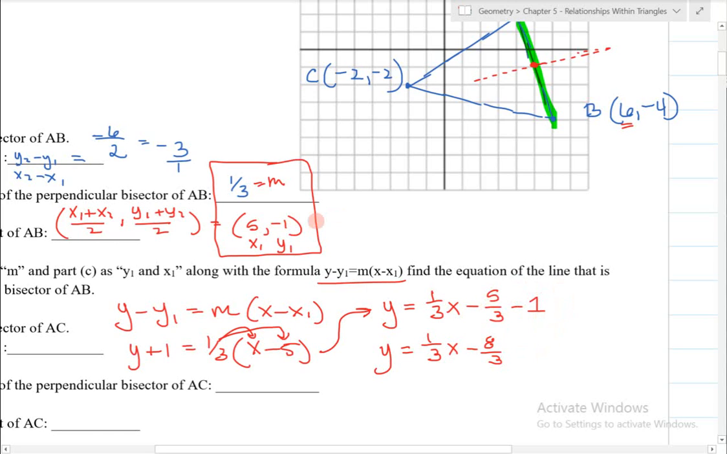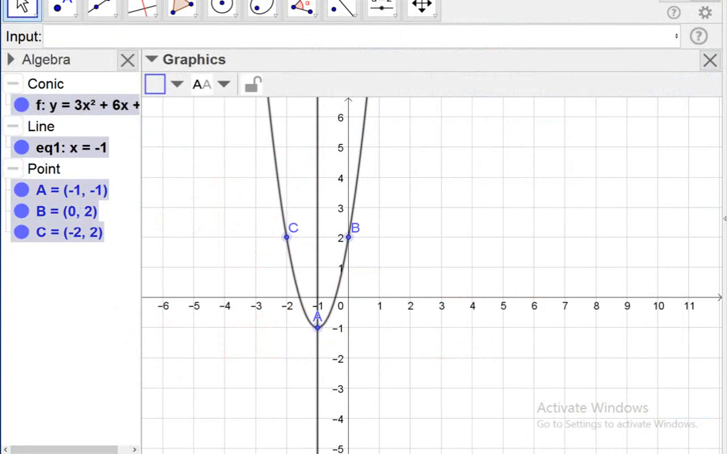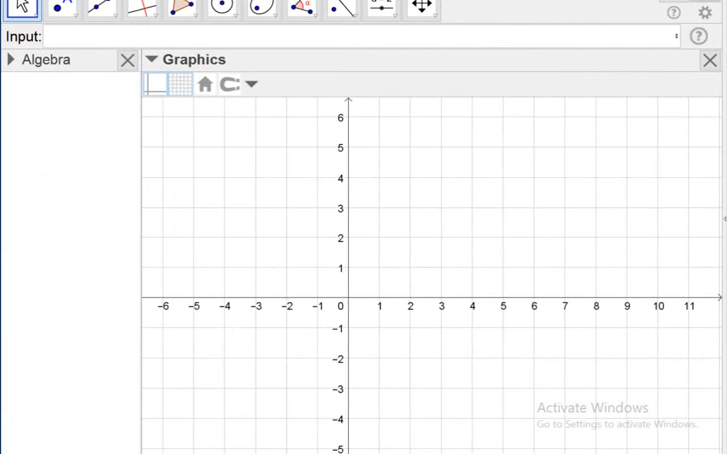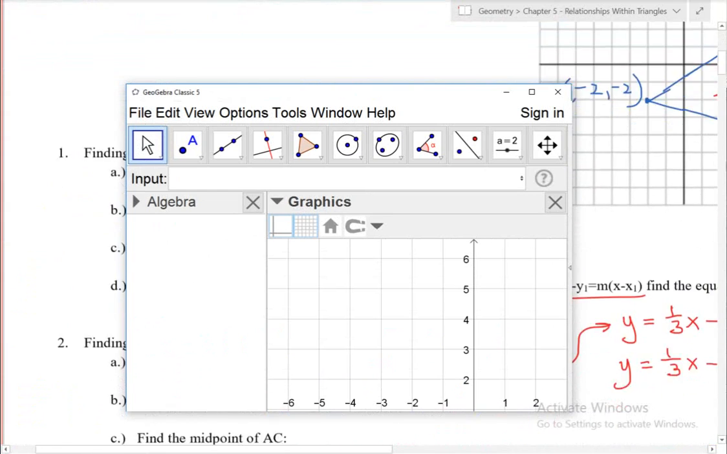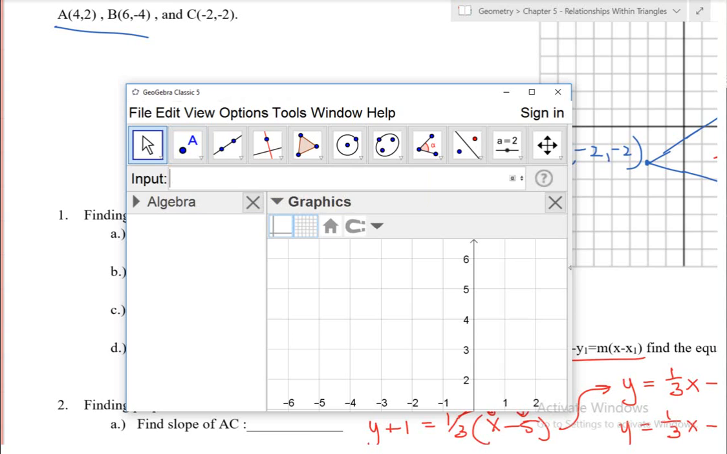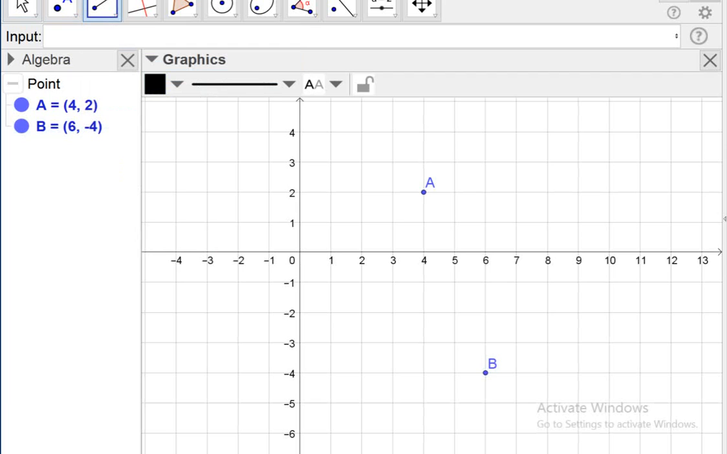Okay. Now, I just want to take a moment, whether we use Desmos or GeoGebra. I like GeoGebra. Desmos, you can graph things like lines and segments and stuff like that. It's just kind of, I think, a pain in the butt. GeoGebra is a little bit more user-friendly in regards to graphing. So all I want to do is graph AB. I'm going to graph segment AB. So 4, 2, and 6, -4. Okay, if I connect those, I get that segment right there.